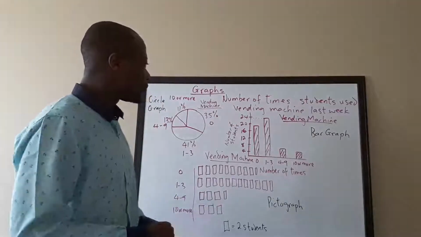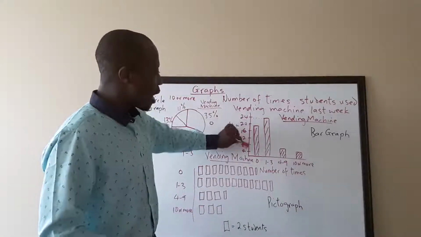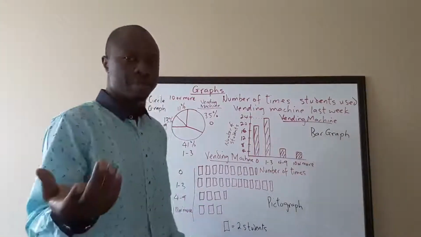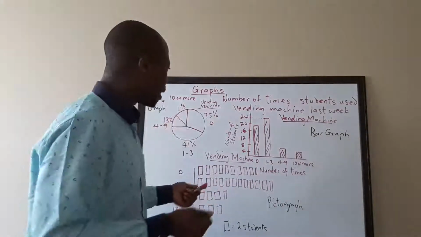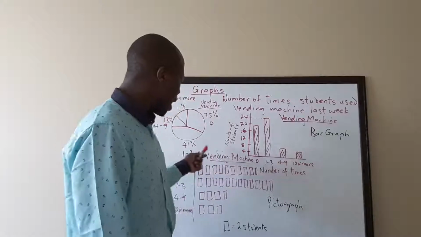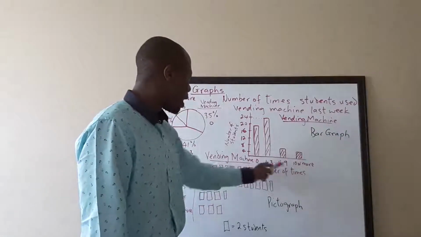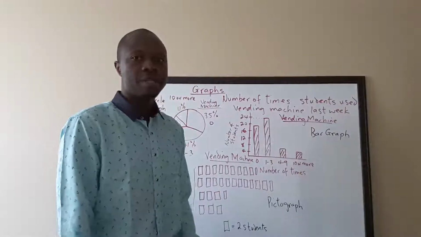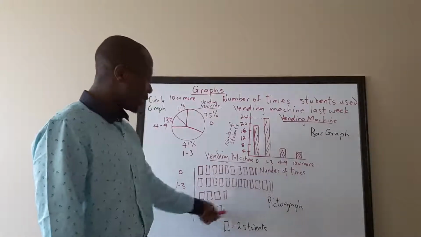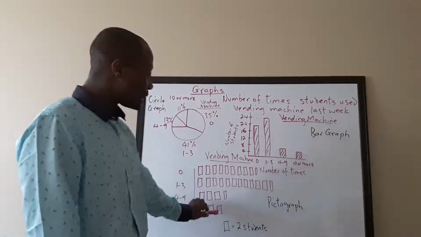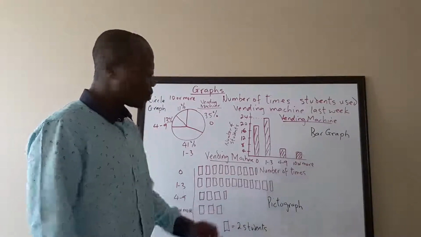The advantage, of course, is for every single category, I'm able to determine the number of students in that particular category. So here I'm able to say, well, we've got about 6 students for 10 or more times using the vending machine and so on. And the same thing applies here, 2, 4, 6. I'm able to see that we've got 6 students that used the vending machine last week 10 or more times.